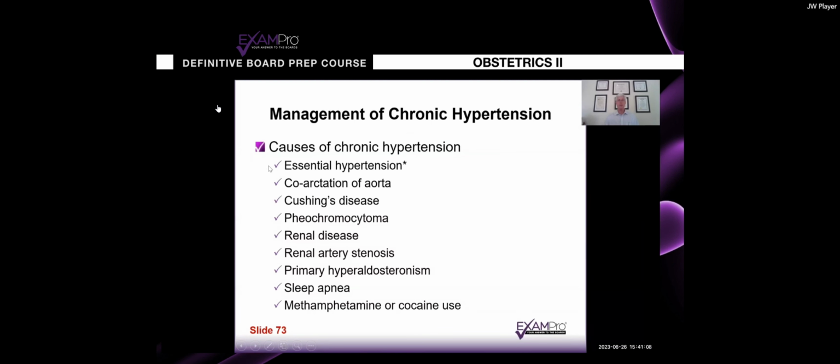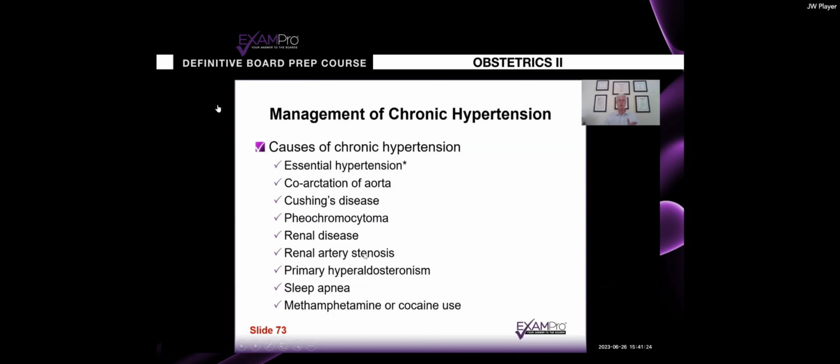Then do make a line under here, chronic hypertension. Essential hypertension is chronic hypertension. Just draw a line under that. Everything below this is what we call secondary causes of hypertension. And we do need to know a few of these for the exam, because the examiners may ask us about that.